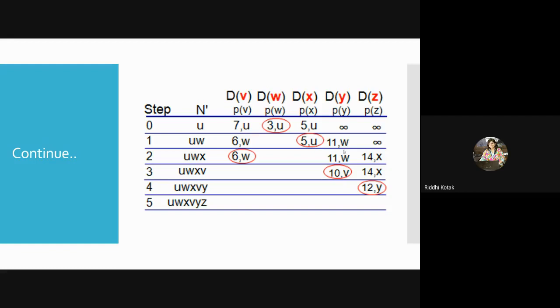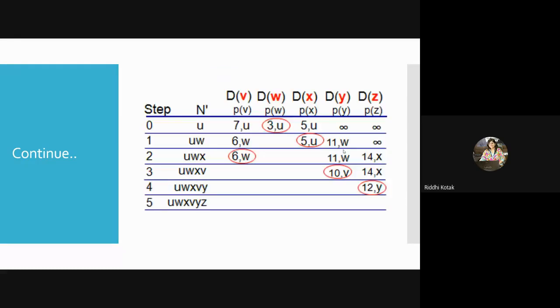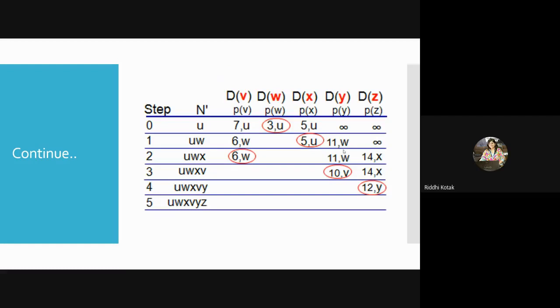Okay, fine, let's continue. U is the start node, so all the remaining nodes will become the columns, and D, that is distance, and P, that is predecessor, are the nodes. Now we will start step 0, source node is U. From the diagram we can observe U is connected with X, then W and then V. U to X distance is 5, so you write 5 comma U in the X column.